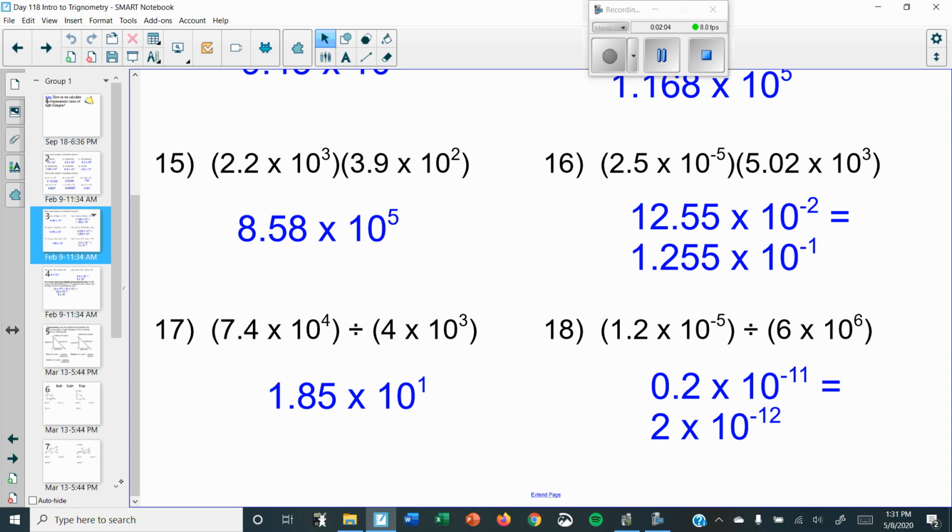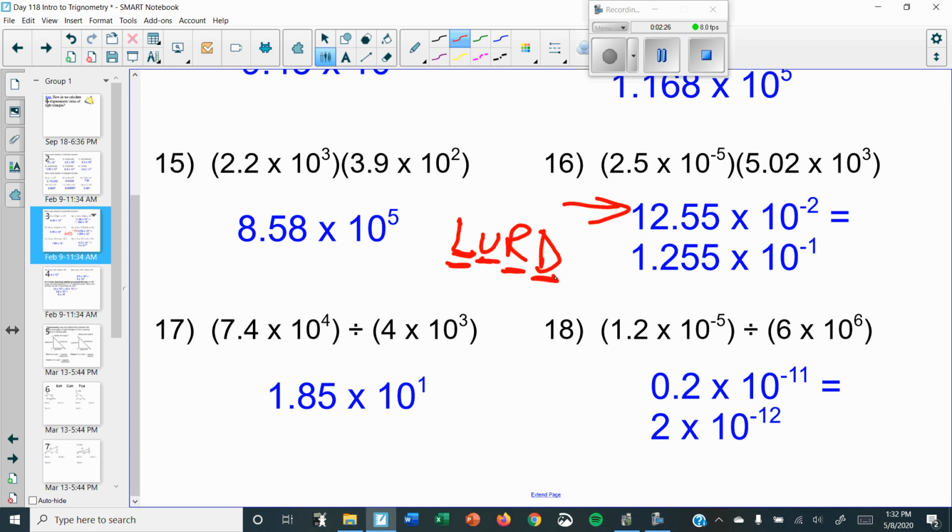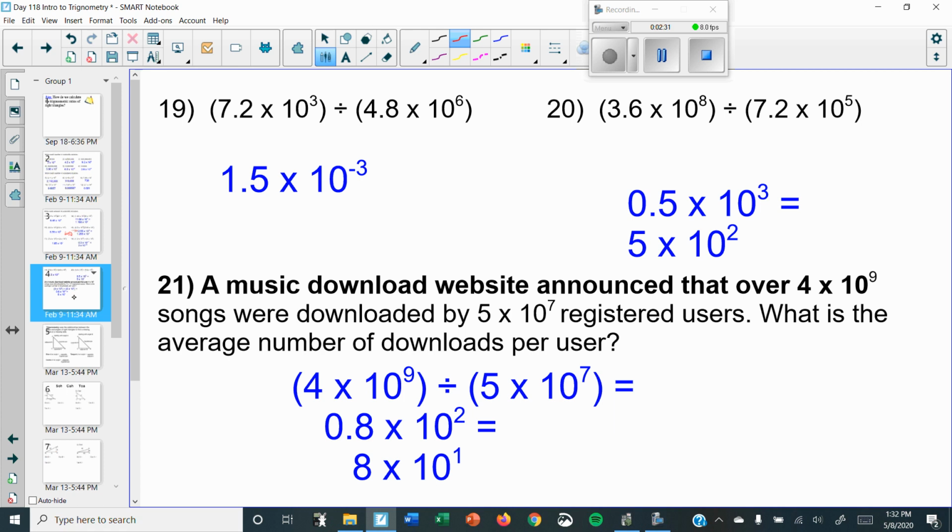Okie dokie. And remember, for like number 16, you cannot leave your answer like this, because that is not a number between 1 and 10. So remember, when you swoop to the left, remember LURD. If you're going left, if you're moving the decimal left, you're going to move the exponent up 1. If you're moving the decimal to the right, you're going to move the exponent down 1. And then the final part. And again, for number 21, you didn't have to leave your answer in scientific mode. You could have just written 80.